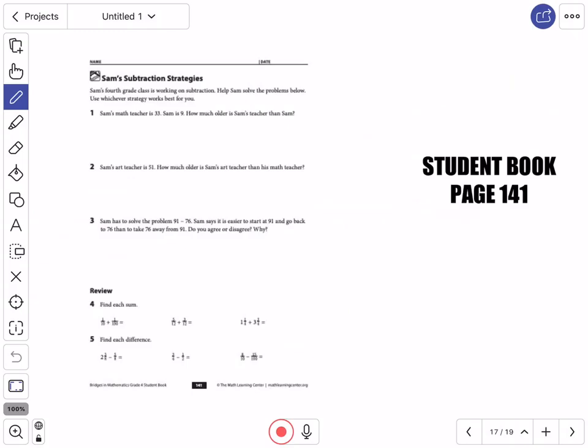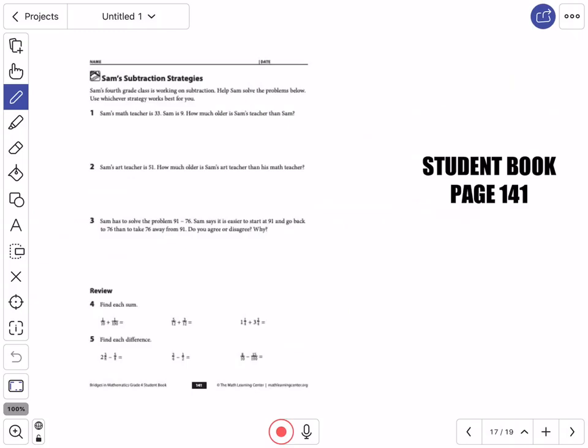All right. And then this is a student book page that we did not do yesterday, student book page 141. So I want you to go ahead and turn to this page because we did not do this one yesterday. I'm going to go ahead and read the directions. It says, Sam's 4th grade class is working on subtraction. Help Sam solve the problems below. Which strategy works best for you?